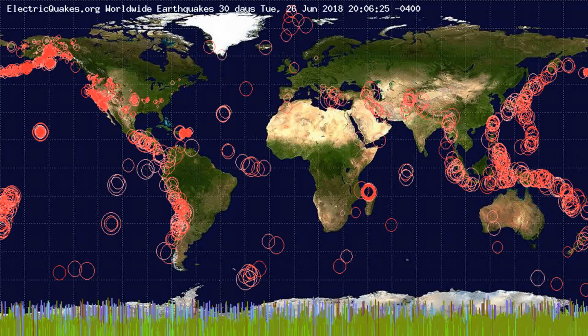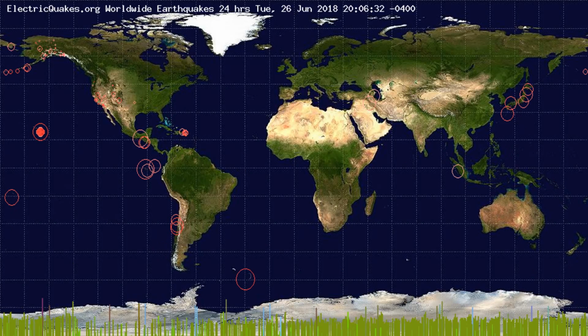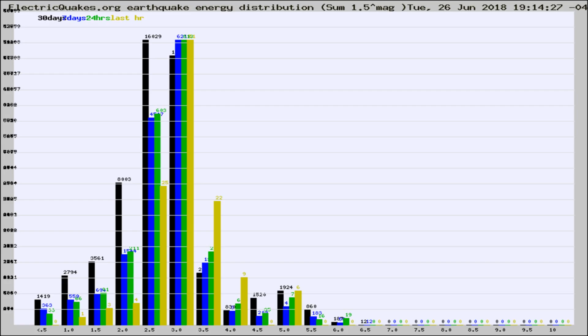You're looking at the earthquakes plotted in the world from the past 30 days, 7 days, 24 hours, and past hour. Now you're looking at earthquake energy distribution by magnitude. This is worldwide, and you're seeing them changing as they did every 10 minutes within the last hour. Different colored columns are for 30 days, 7 days, 24 hours, and the last hour.